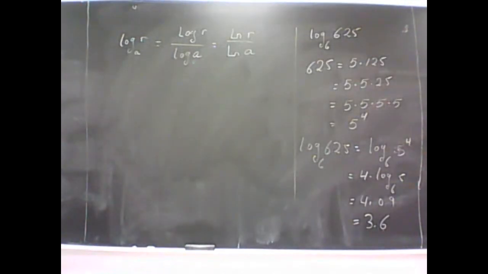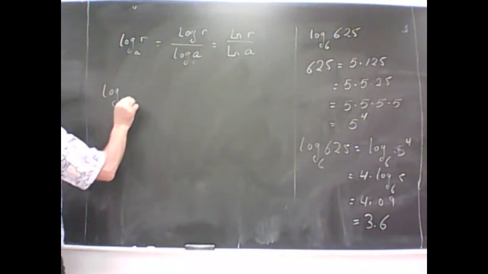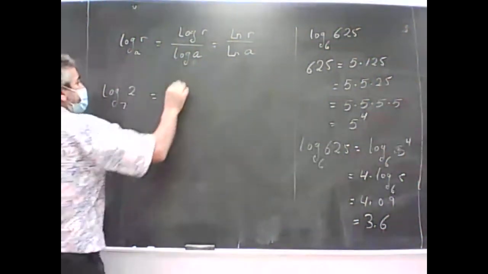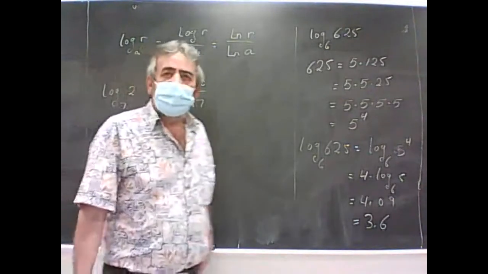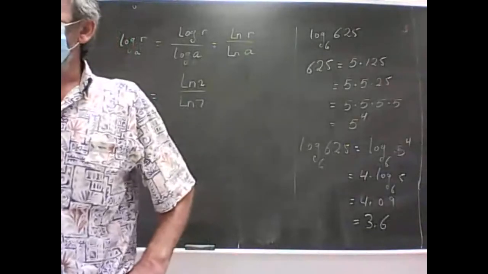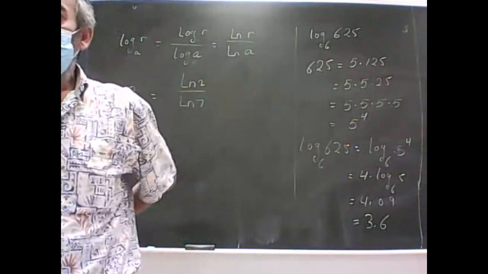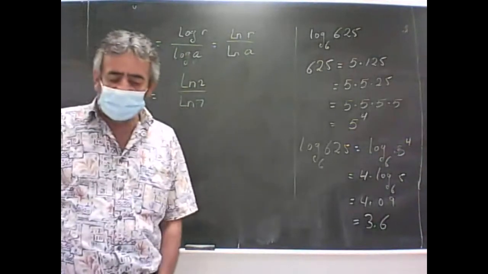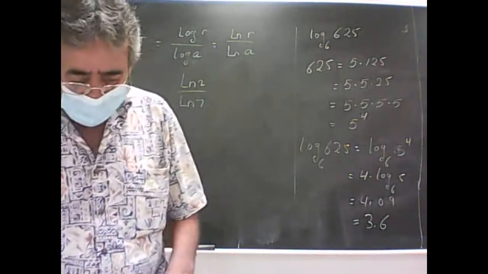So even though your calculator does not give you log base 6 or log base 7 or any other base, you can, for instance, figure out what is log base 7 of 2 by simply saying this is ln of 2 divided by ln of 7 on your calculator. You can use the ln key. You can also use the log key. Whichever key you use will give you the same answer. Okay? So this is the change of base formula for that particular problem.